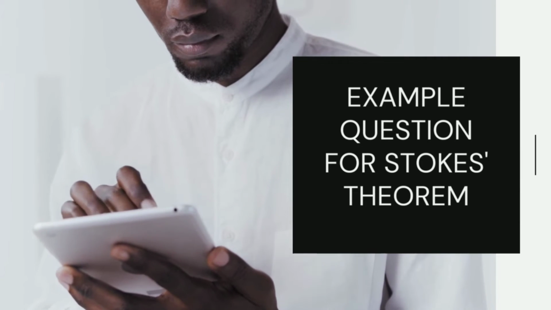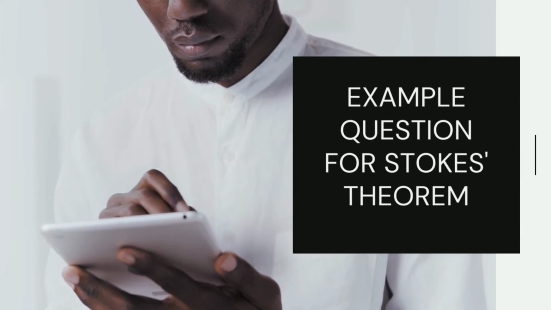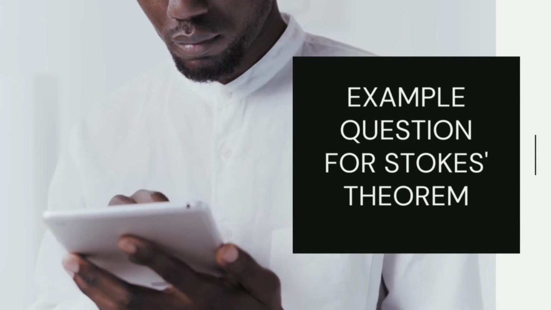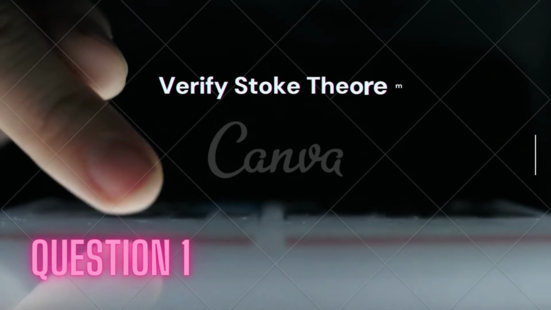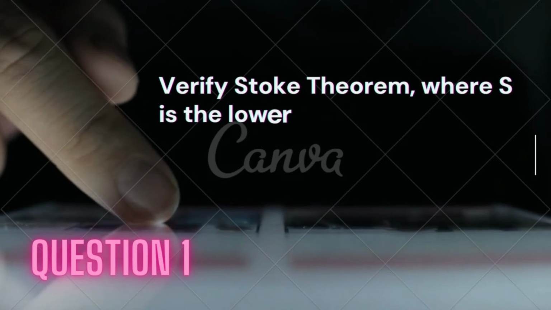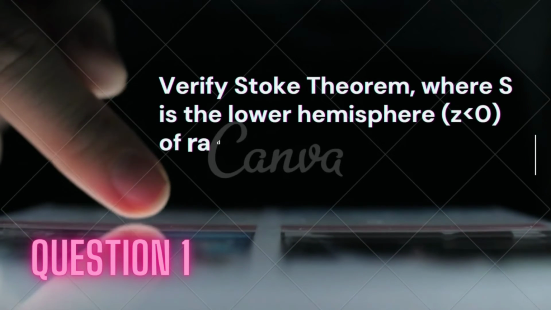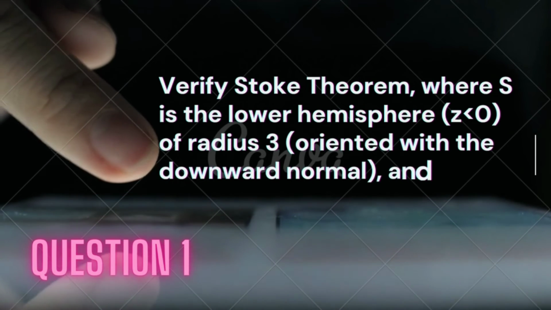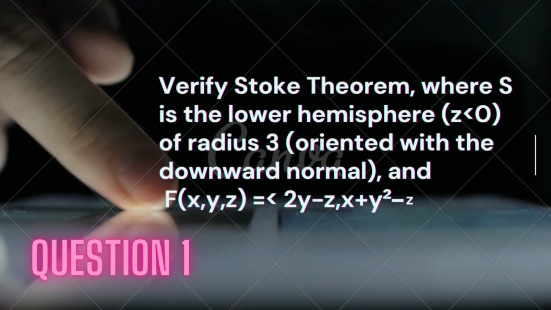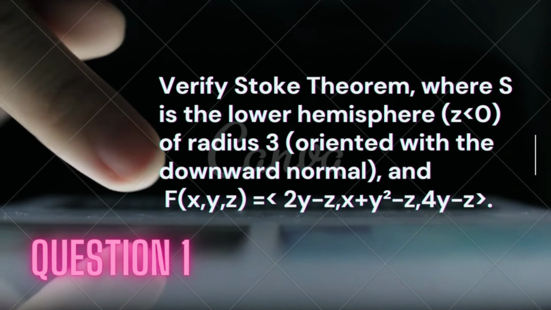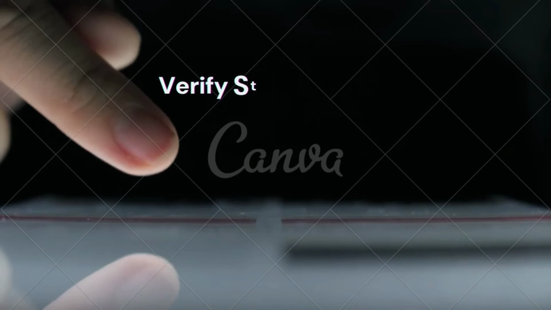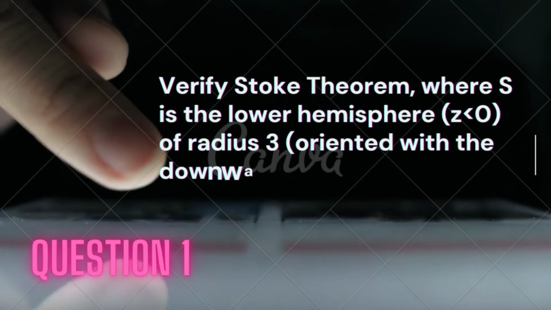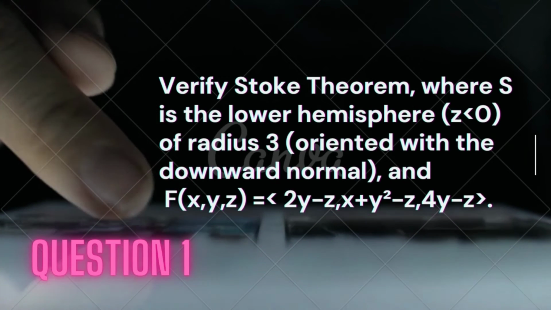So today I will present some example questions for Stokes theorem. For the first question, we need to verify Stokes theorem where S is the lower hemisphere, z less than 0, of radius 3, oriented with the downward normal, and the equation we can see in this question. So let's see how to solve this question.